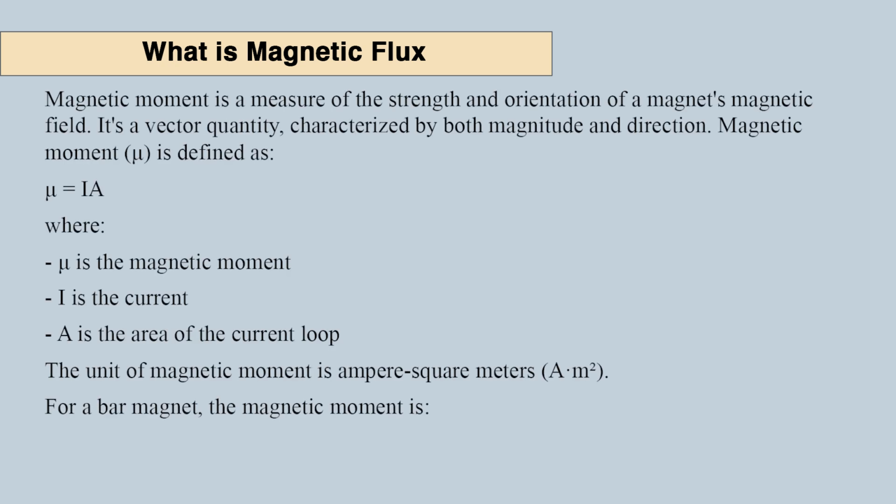Magnetic moment is a measure of the strength and orientation of a magnet. It is a vector quantity characterized by both magnitude and direction. Magnetic moment mu is defined as mu equal to I into A, where mu is the magnetic moment, I is the current, A is the area of the current loop. The unit of magnetic moment is ampere square meter.